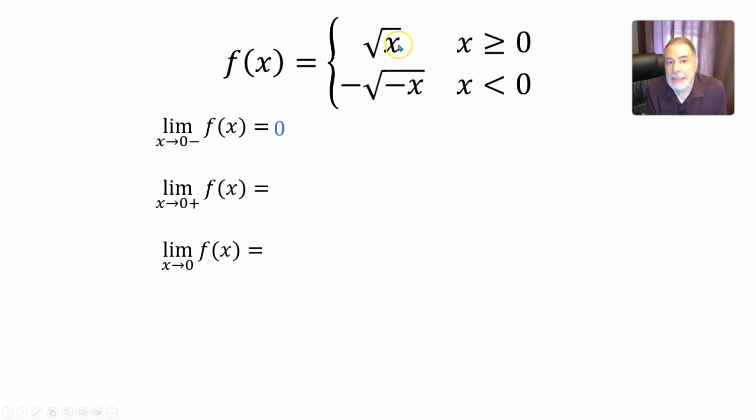And as x approaches 0, as x gets closer and closer to 0, the square root of x is approaching the square root of 0, which is 0. So that's that limit. And since we have the same thing on both sides, the limit as x approaches 0 from the left and the limit as x approaches 0 from the right are both 0, that's what the regular limit is. The limit just as x approaches 0 is 0.